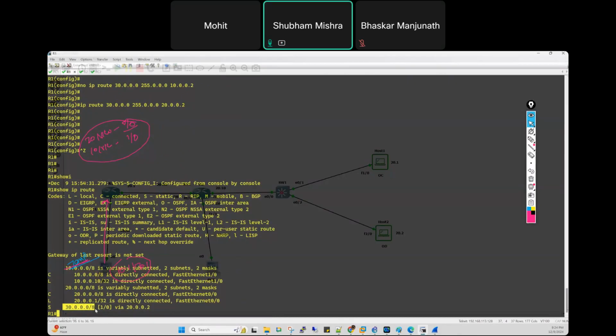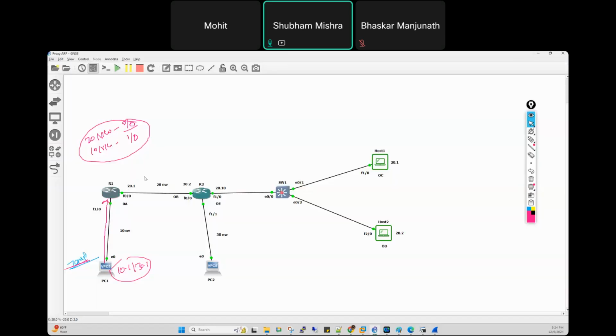What? 30 network is also there. If you want to forward to the 30 network, कहाँ forward करनी है आपको? 20.2 की तरफ. Yes or no? Done ना? Yes, sir. Router number 1 also knows if I receive any packet for the 30 network, I need to forward this packet towards 20.2. Getting my point? Yes or no? Everyone tell me. Done? Yes.